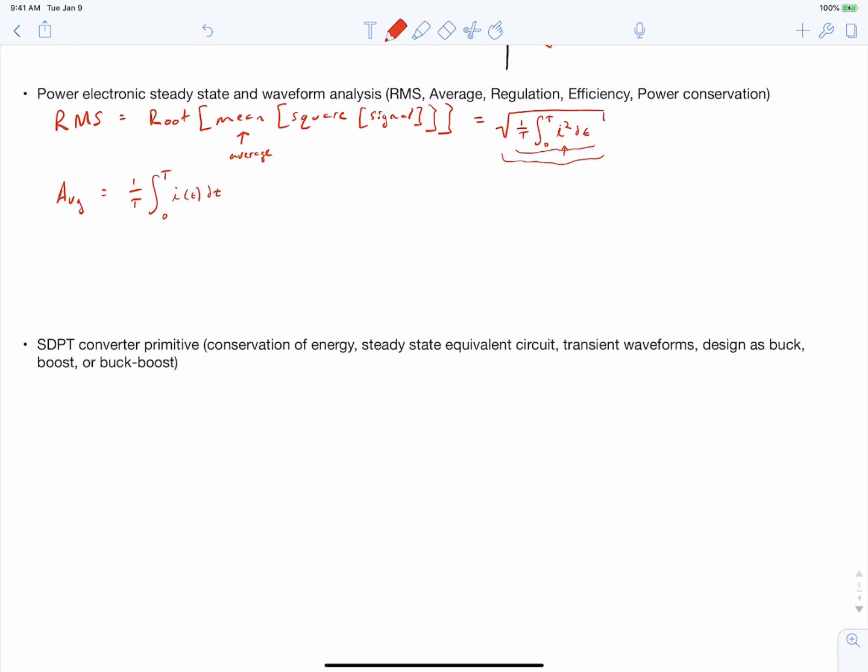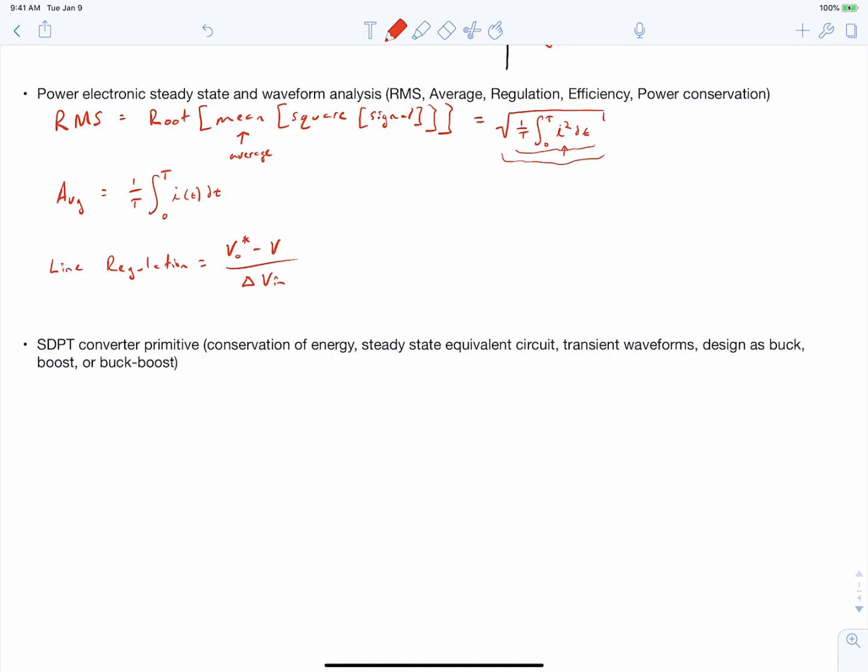We defined line and load regulation, where line or load or fill-in-the-blank regulation refers to the amount of error that is caused by changes in the fill-in-the-blank quantity. So if we're talking about line regulation, we're talking about the amount of error that occurs in our voltage output due to changes in our line input. So line regulation we defined as being our desired output voltage minus our actual output voltage, divided by the change in our input voltage from its nominal condition.